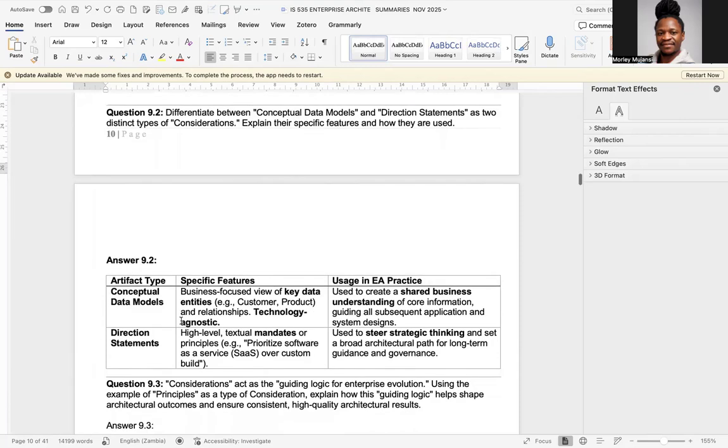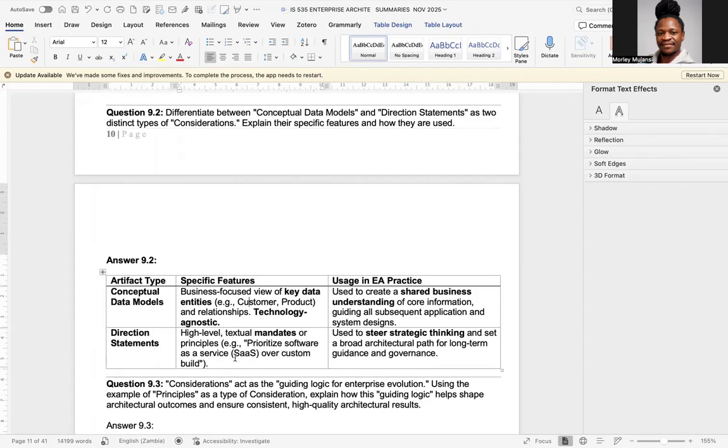So this is just a summary. We have the conceptual data models where we have they are business focused, okay, and they'll give a view of key data entities like a customer, the product, and relationship. They are really focusing on the technology aspect. And the other one, these are just the high-level textual mandates or principles.